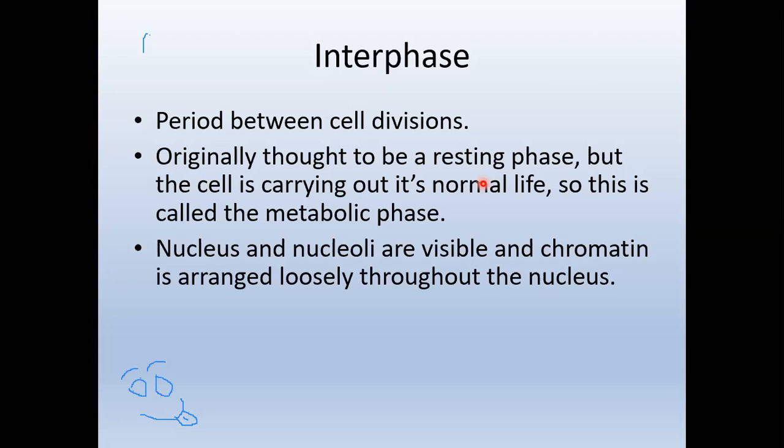So what we now call it is the metabolic phase. Metabolic simply means we're going about our daily lives. We're doing our job to the best of our abilities. Metabolic phase, interphase, again, just means not dividing. We're going to have a nucleus. We're going to have our visible chromatin. The cell is just going about doing cell stuff.